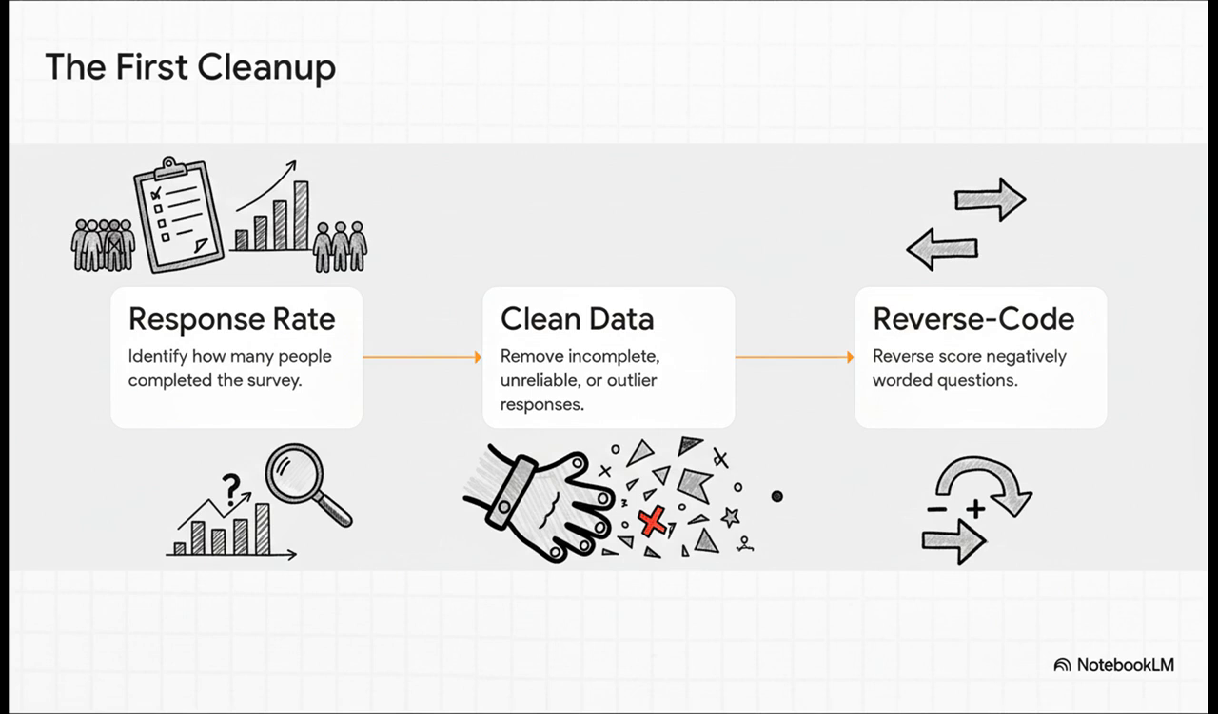You're going to want to get rid of any incomplete responses or any answers that are just way out there, total outliers. And keep an eye out for straight lining. That's when someone just gets lazy and clicks, agree, for every single question without reading. And finally, there's a key technical step. If you phrase any questions negatively, you have to reverse code them. This just makes sure all your data is pointing in the same direction for the analysis.